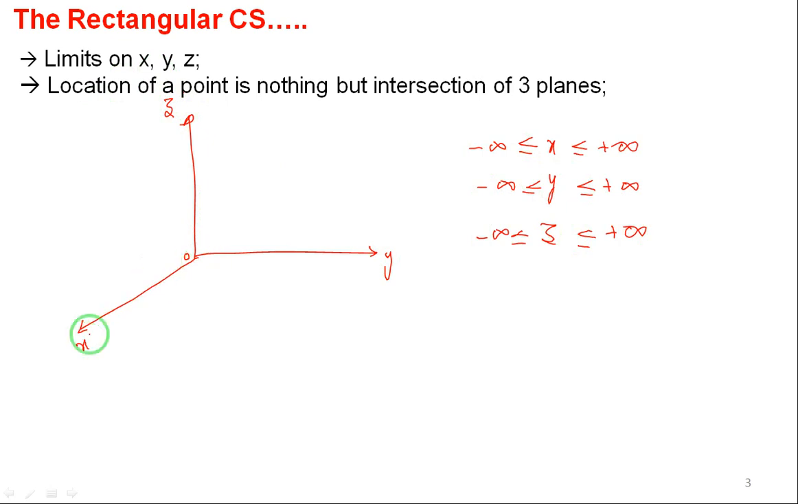It will move from 0 to infinity. Along the negative x-axis it will go from 0 to minus infinity. So the value of x varies from minus infinity to plus infinity. Similarly, y varies from minus infinity to plus infinity. Z also varies from minus infinity to plus infinity. These are the limits or boundaries on the values of x, y, z.